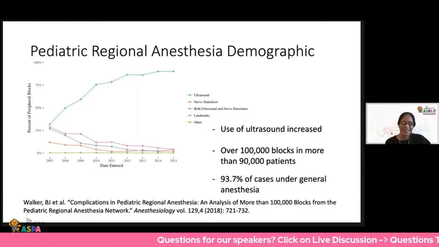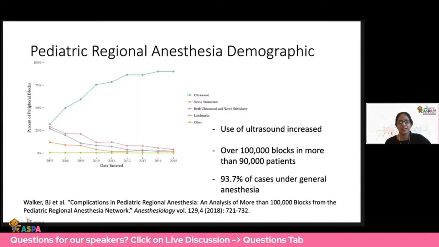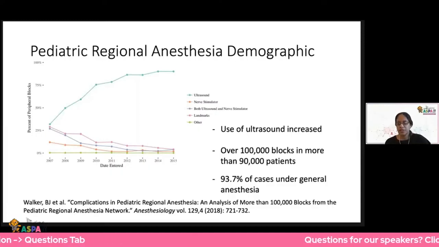Additionally, as the data shows, over 90% of these children had their regional anesthesia placed under general anesthesia. So this confirms the safety of placing blocks in children under general anesthesia.